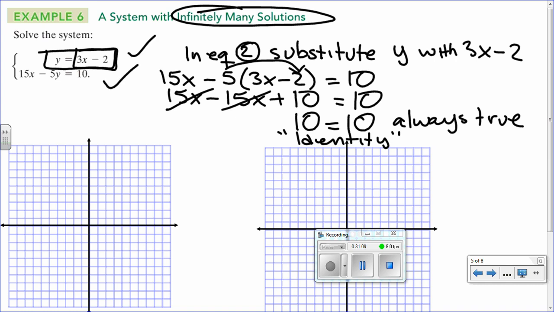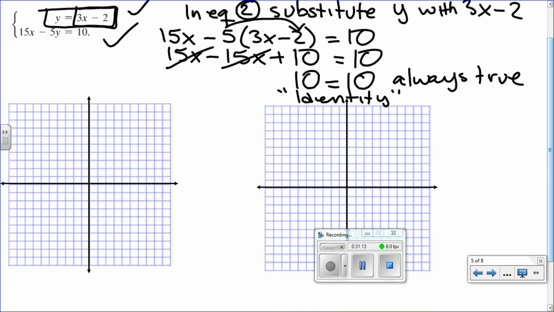So I'm going to graph one of them, by using the y-intercept and then use the slope, which is 3. 3 up, 1 to the right, 3 up, 1 to the right. And then I can connect that. And since I know that I'm going to have infinitely many solutions, I can infer that the other equation is going to be right on top of this one. So any point that is on this line will be a solution.